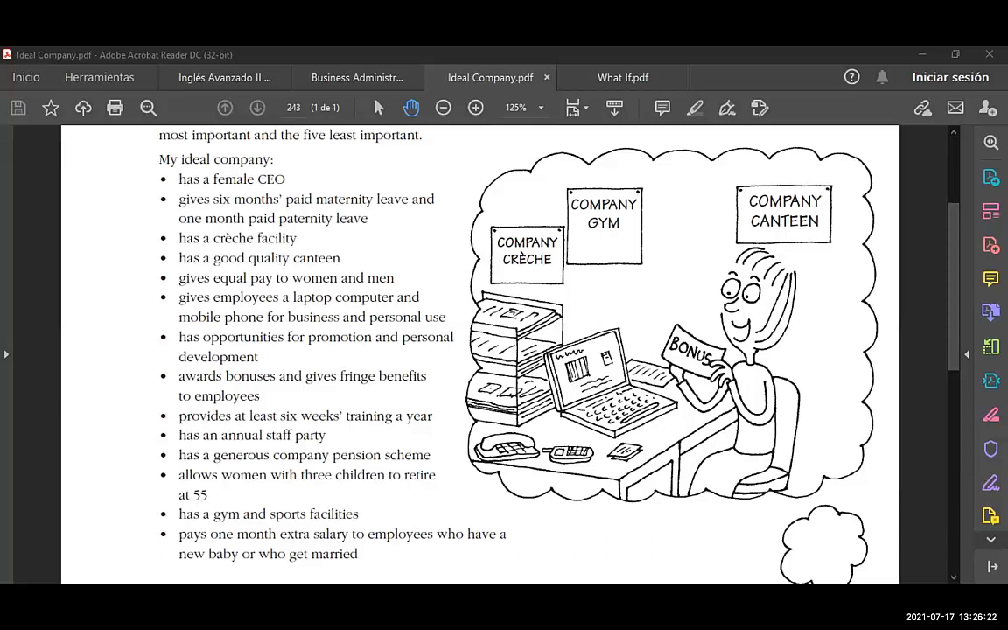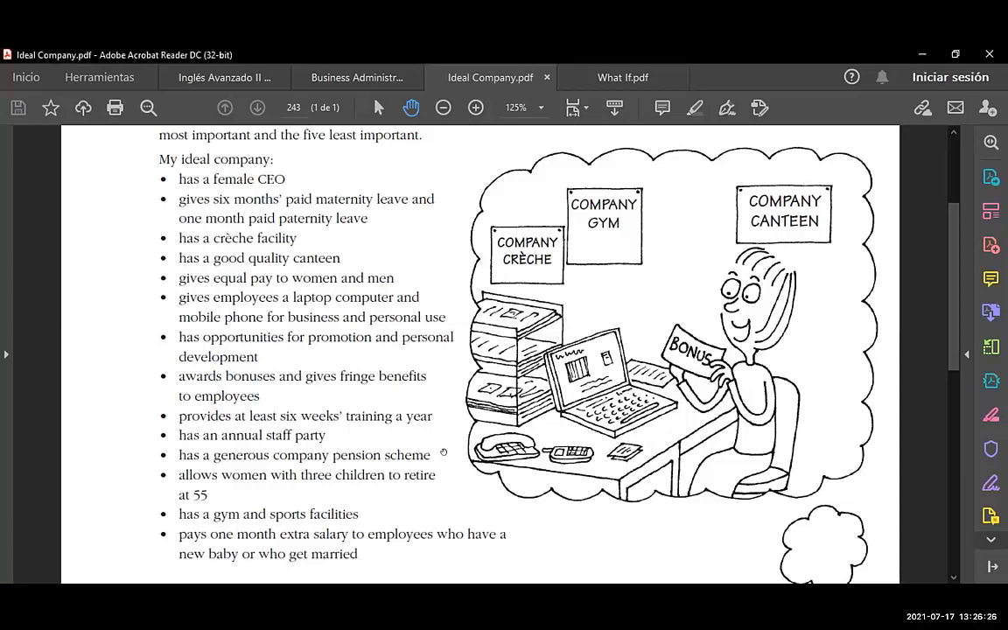Okay, Ceci, very good. Good ideas. I really hope that you like this kind of activities. The point is for you to speak, to express your opinions. For me, it would be has a good quality canteen. Canteen doesn't mean cantina, no. Canteen means área de comida, restaurante.